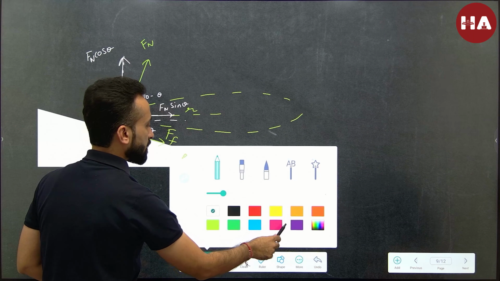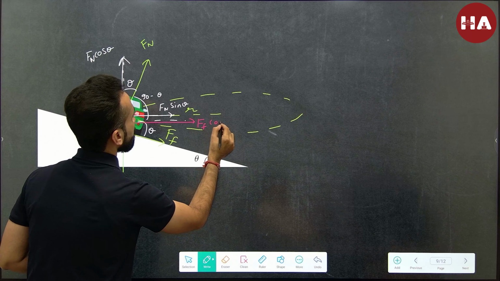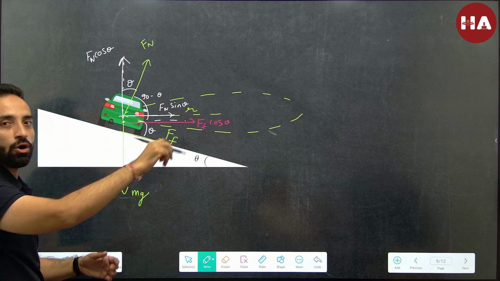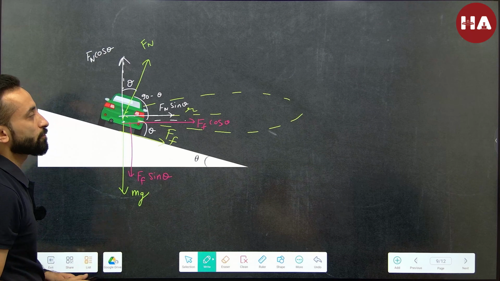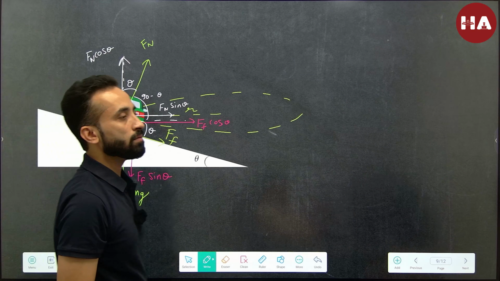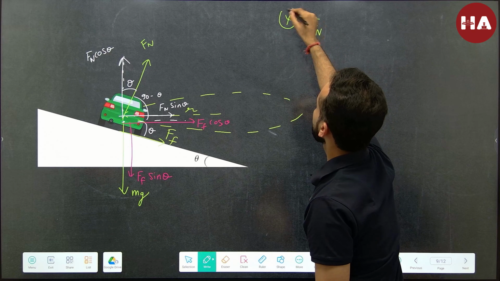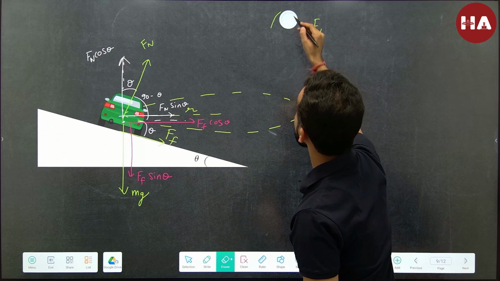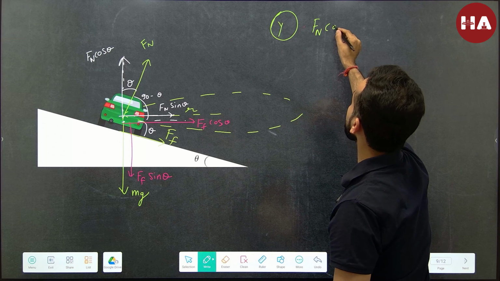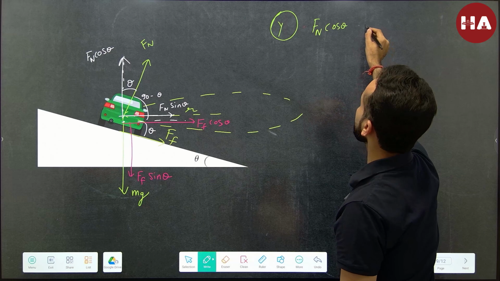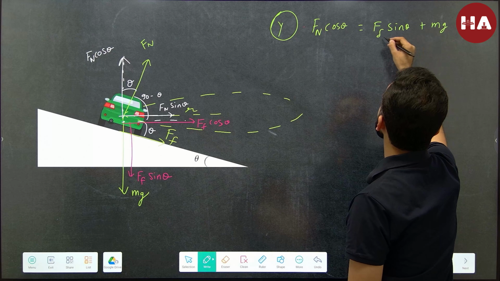So let's change the color here. Let's say the force of friction, that is going to be Ff cos theta, the component of friction that's going to act horizontal, and the other component is going to be Ff sin theta. So what can we write now? We can of course write in the y direction, Fn cos theta is equal to Ff sin theta plus mg. That's in the y direction.